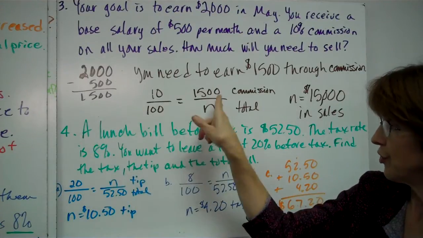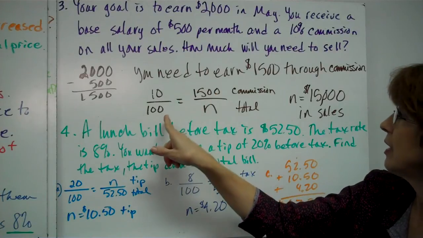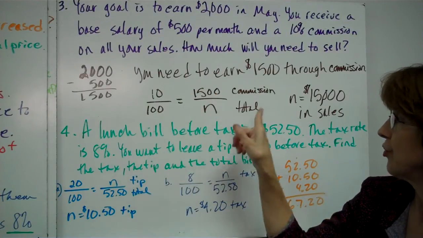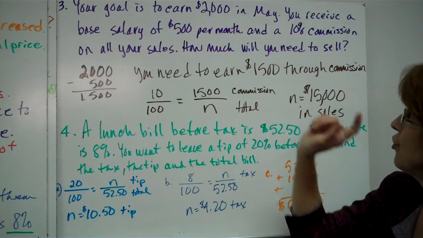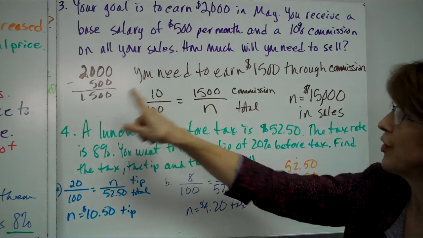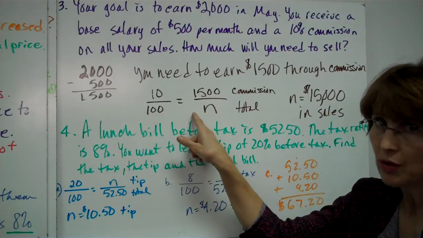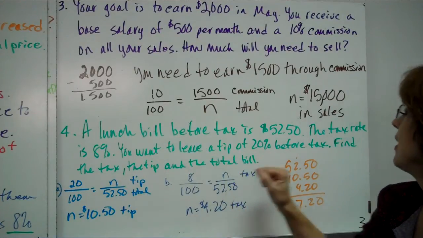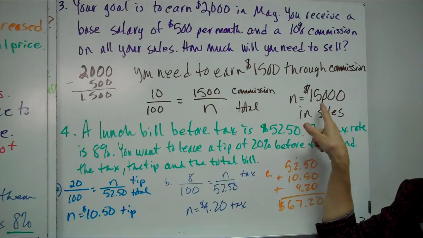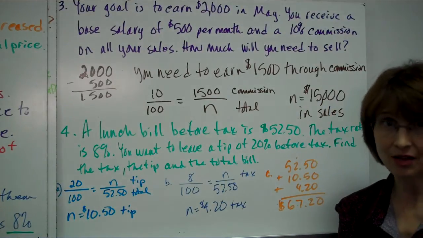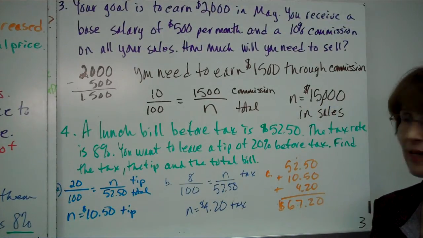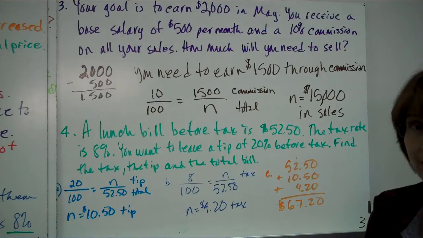So again, you do your proportion, and you have 100 on the bottom. Your total's on the bottom, and you know your commission is 10%, and you know you want to earn that much money. So that money is the 10%. You don't know how much the total is that you have to earn. So you do the cross products, and it turns out you've got to sell $15,000 worth of stuff. So I hope you have some good items to sell for that month.